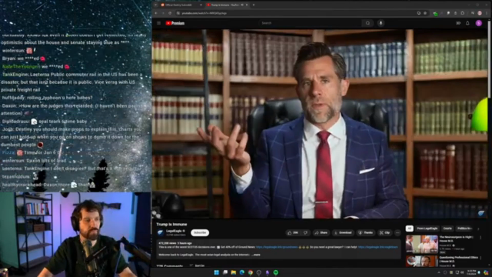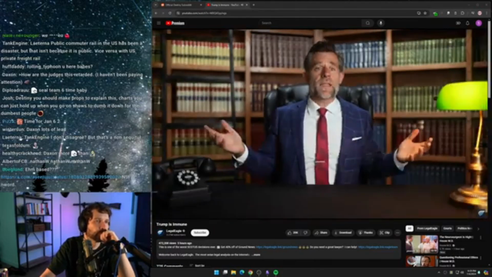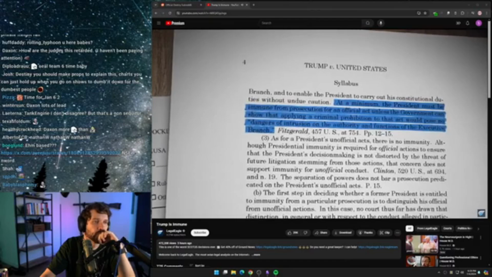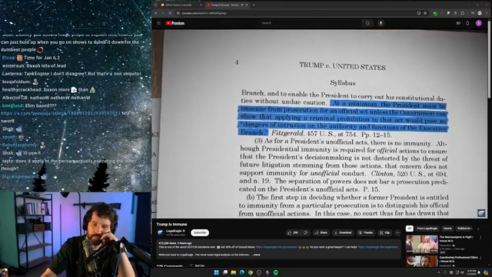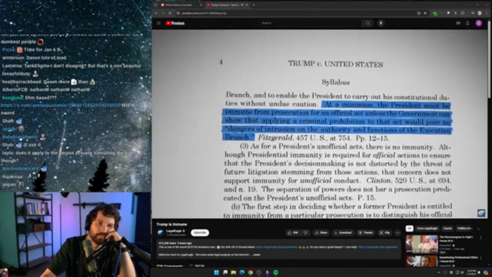But some official acts are only presumptively immune. So how would a prosecutor overcome the presumption of immunity that comes with non-core official acts? Well, again, we have no idea. The court doesn't provide a standard. The only thing the court says is that, quote, at a minimum, the president must be immune from prosecution for an official act unless the government can show that applying a criminal prohibition to that act would pose no dangers of intrusion on the authority and functions of the executive branch.